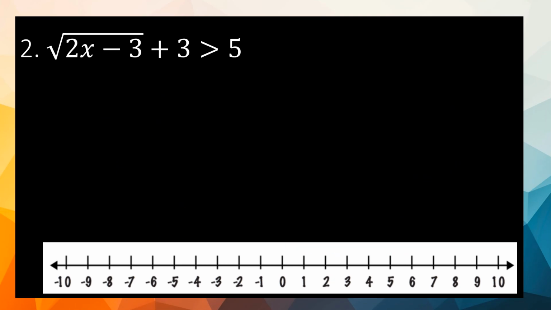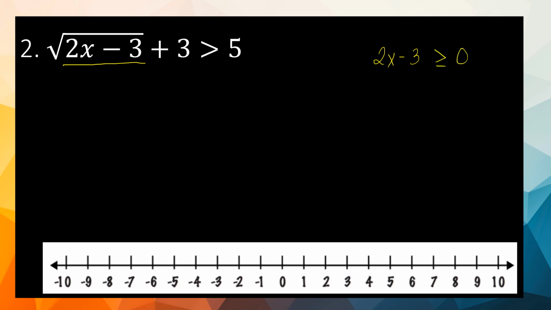Okay, let's have the second example: square root of 2x minus 3 plus 3 is greater than 5. So again, let us first find the restriction on the values of your radicand. Your radicand here is 2x minus 3, so 2x minus 3 again should be greater than or equal to 0.